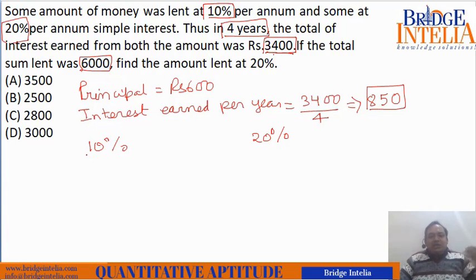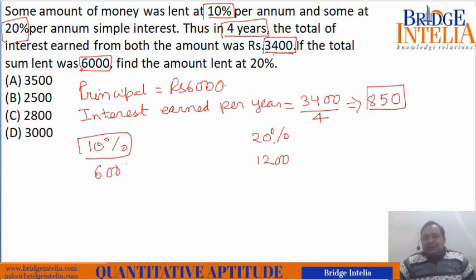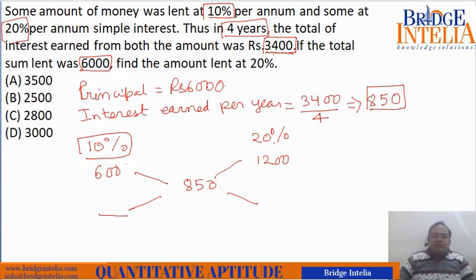So had you given all the money at this rate, what would be the total interest you would have earned? 600. 10% of 6,000 is 600. In case you would have given all the money at 20% rate, how much would you have earned? You would have earned 1,200. But in reality, on an average, you are earning rupees 850 as interest. So solving this using the crisscross method will give you the indication of the ratio in which these two amounts were invested.